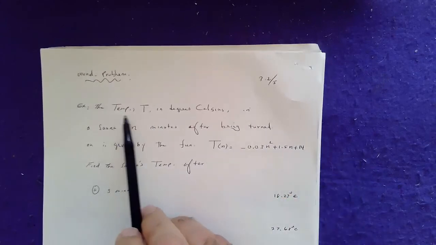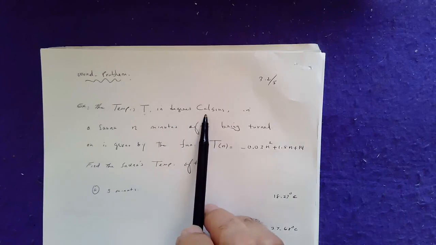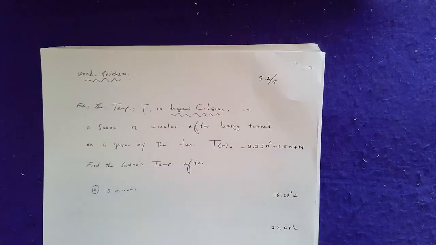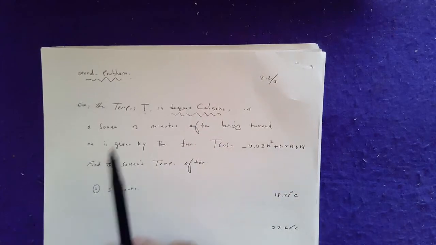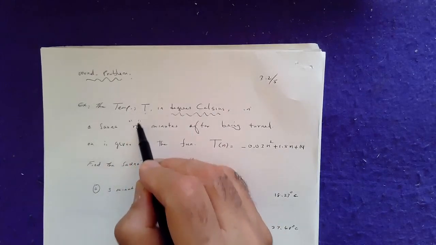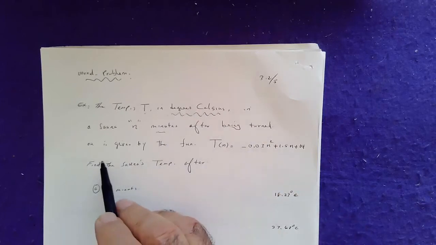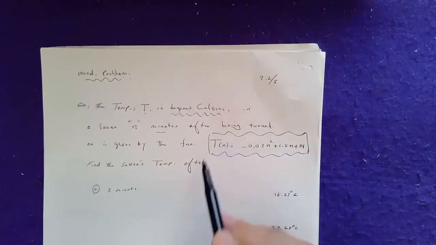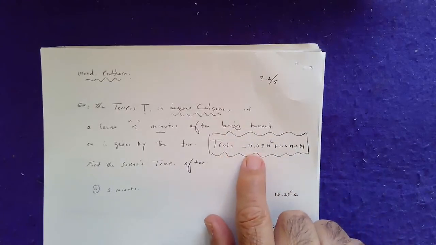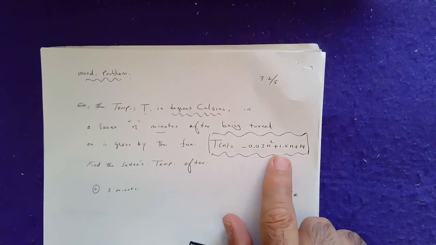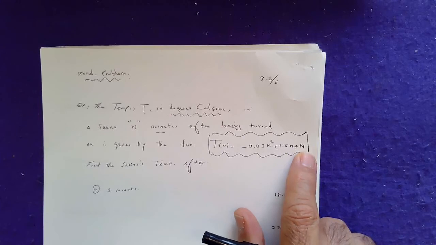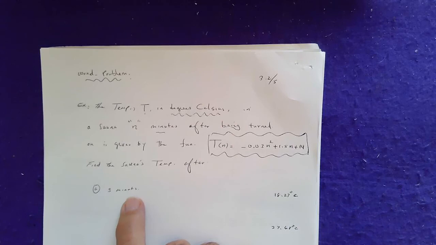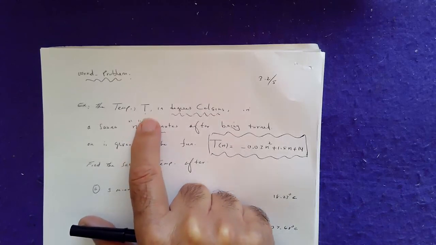So let's see now. Here's the problem. The temperature capital T in degrees Celsius, remember in overseas, they have a unit of measurement Celsius. In this country, we have Fahrenheit. In a sauna n minutes, so n is the minutes, after being turned on is given by this function right here. How do you read this? T of n is equal to negative 0.03 n squared plus 1.5 n plus 14. So this is given. Find the sauna's temperature after 3 minutes. Remember, n is the time, T is the temperature.